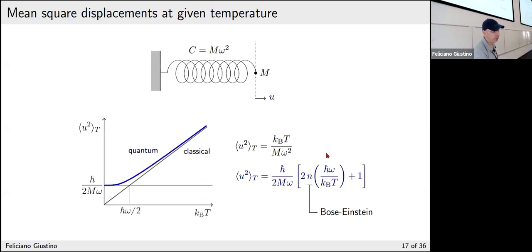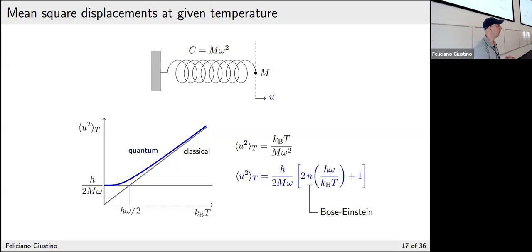And nothing much changes. You just have that this expression is replaced by the Bose-Einstein distribution. And this change of displacement versus temperature follows this blue line. So at high temperature, they're basically the same. At low temperature, the quantum case flattens out. And this is basically what we call the zero-point vibration, okay? So it just means that when you go to zero temperature, the atoms are still vibrating, okay?